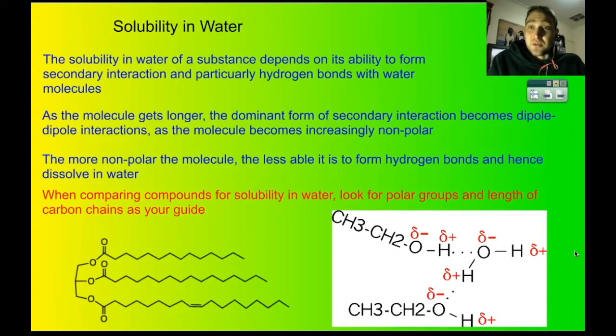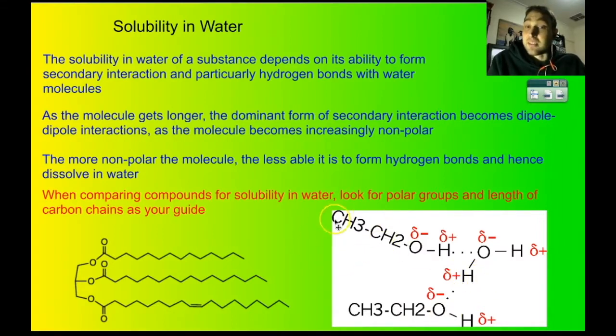So all this comes down to water. Water is a very small molecule, and it also can hydrogen bond with itself. So different water molecules can hydrogen bond with each other. So to be soluble, you need to be small enough to sit in between those water molecules, but also make some kind of secondary interaction with those water molecules. And if you can't do that, you won't be soluble in water.